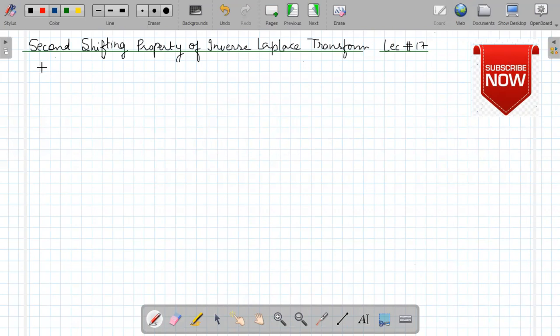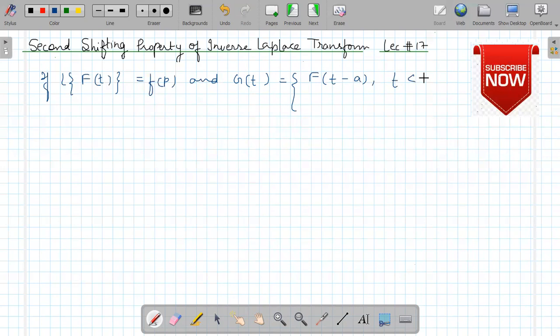And that property says that if Laplace transform of f(t) is equal to f(p), then we are given this type of function g(t), which is equal to f(t minus a) for t greater than a and 0 for t less than a, then Laplace transform of g(t) is equal to e raised to the power minus ap f(p), where f(p) is the Laplace transform of f(t).